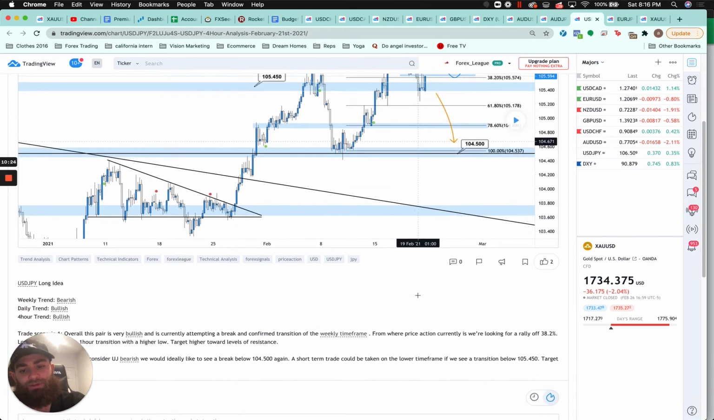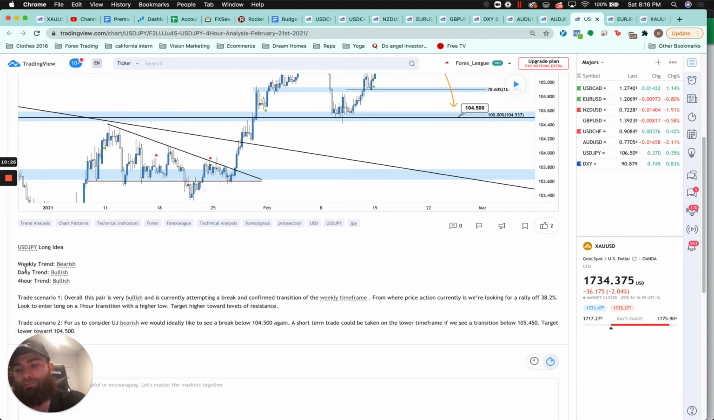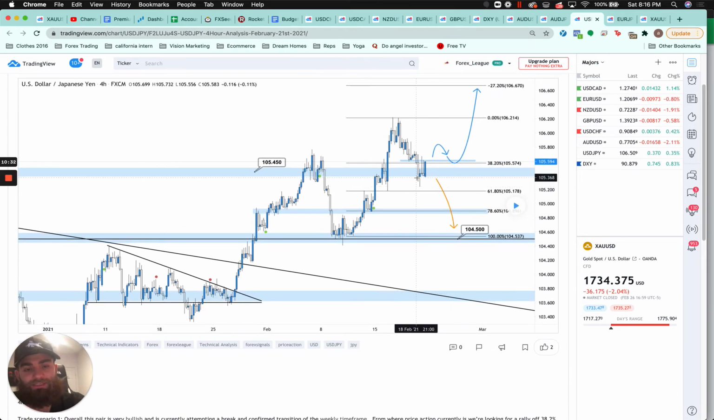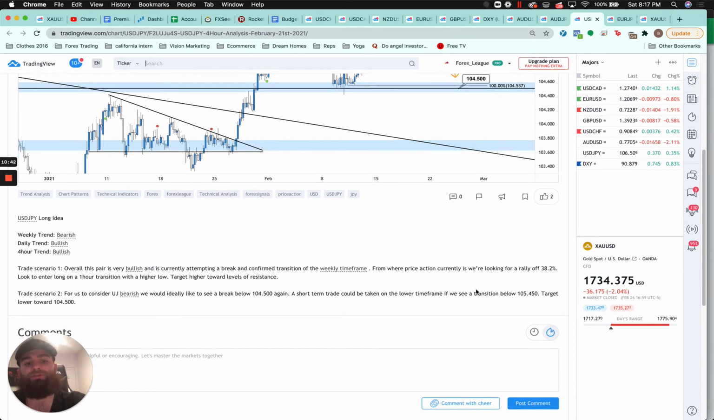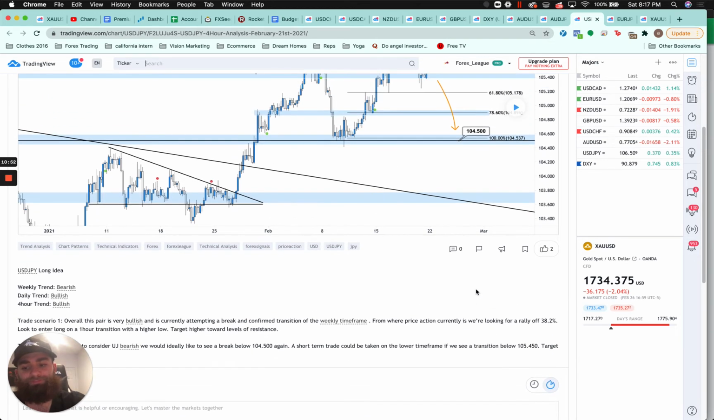Next, let's cover USDJPY. We're bearish on the weekly, bullish on the daily, bullish on the 4-hour. Trade scenario 1, as you can see up here. Overall, this pair is very bullish, currently attempting to break and confirm transition of the weekly. From where price action currently is, we're looking for a rally off to 38.2. Look to enter long on a 1-hour transition with a higher low, target higher towards the levels of resistance.